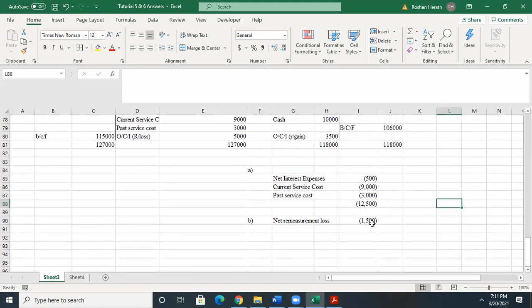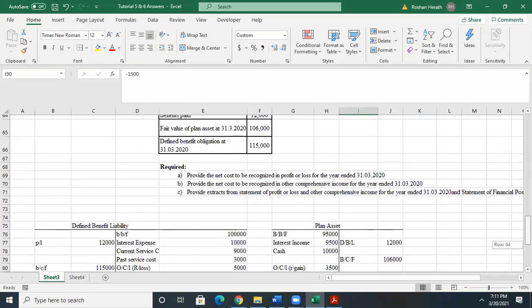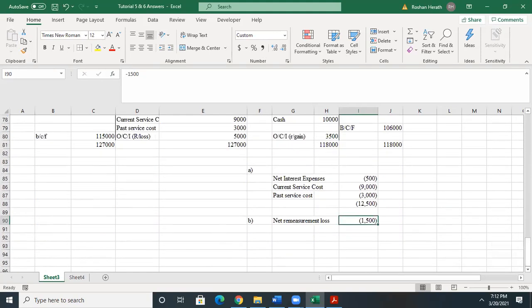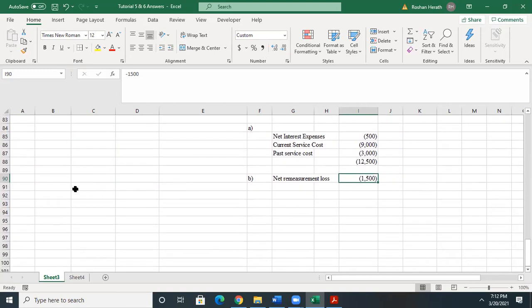Remeasurement loss, we present 1500. Then it asks us to show an extract from the statement of profit or loss and other comprehensive income for the year ended 31st March 2020 and the statement of financial position. So you can just take those extracts.